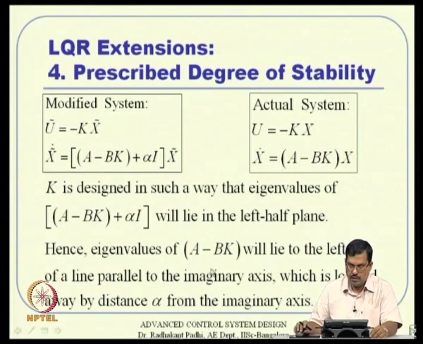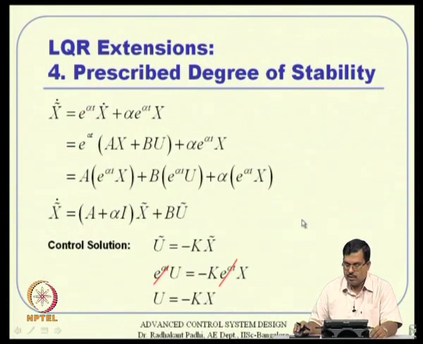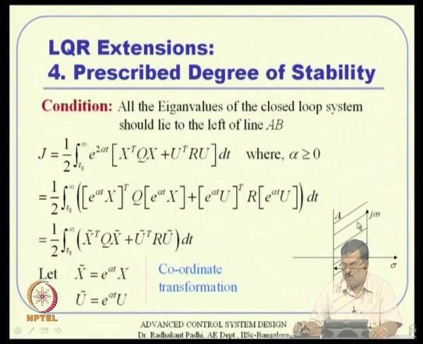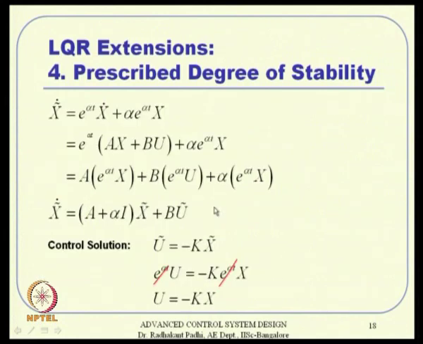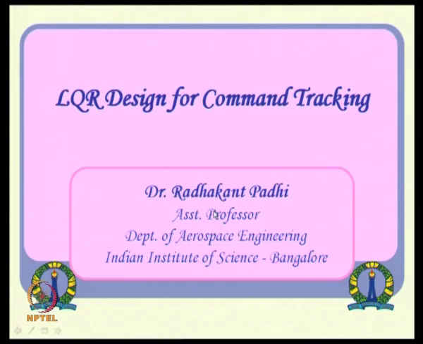That is how we get this desirable condition, that all the eigenvalues are getting shifted by alpha to the left. So, if something lies here, that also gets shifted by alpha distance basically. That is how we guarantee this prescribed degree of stability. Okay. So, that is how it is happening there.